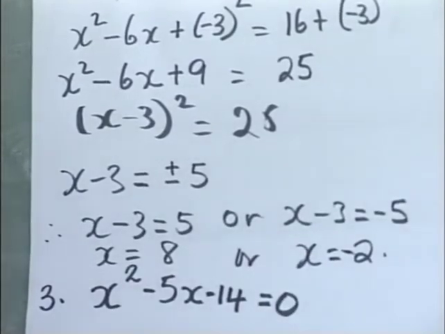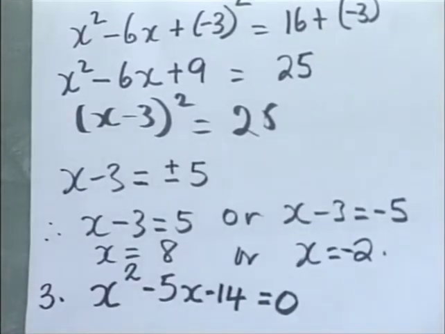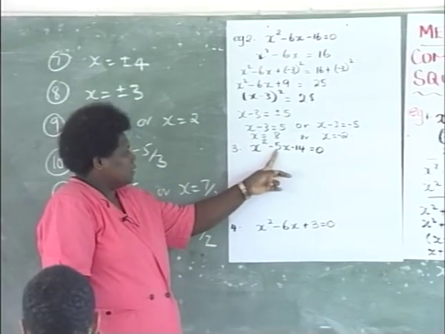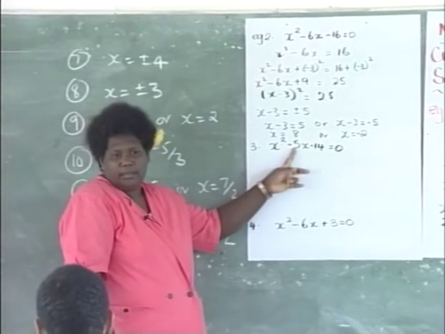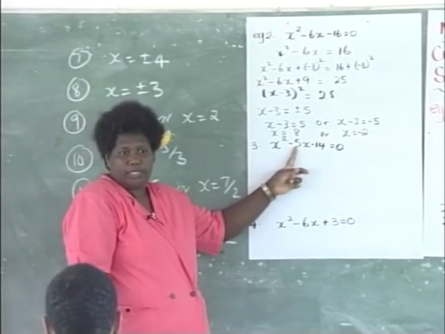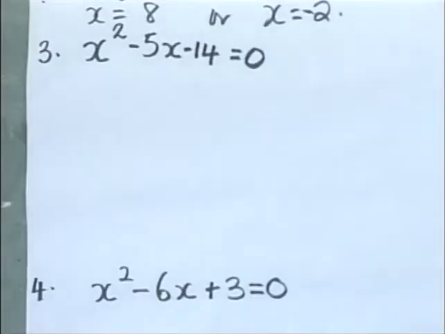Okay, 8 and negative 2. So the solutions to x squared minus 6x minus 16 equals 0 are x equals 8 or x equals negative 2. Okay, I want you to try this and note that this is an odd number. But I would like you to do the question as a fraction, not as a decimal. Please try it before we go into the next one.